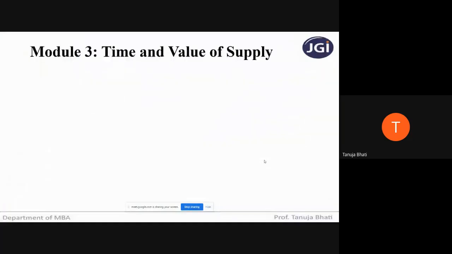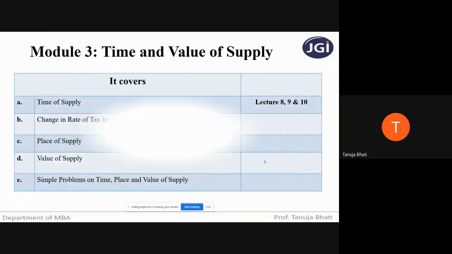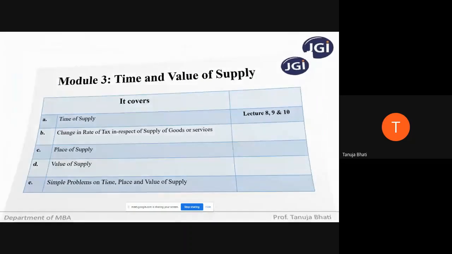So module number 3 is time and value of supply. Under this particular module, we have time of supply, which we have already covered in lecture number 8, 9 and 10. We have to see change in the rate of tax in respect of supply of goods or services, place of supply, value of supply, and simple problems on time, place, and value of supply. Problems on time of supply we have already covered in lecture number 9 and 10.